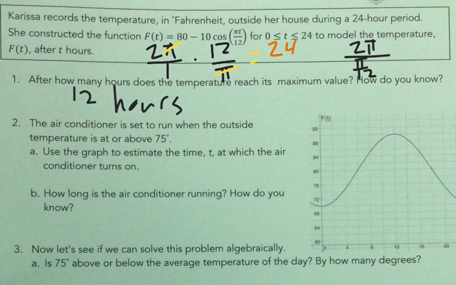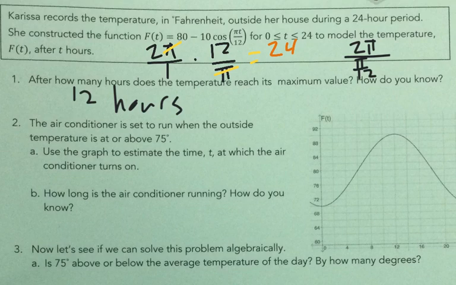24. So the period is 24 hours, which means if it was at a valley to start with, the halfway point would be the peak, just 12, right? I'm just showing you how to do it if you didn't have the graph.